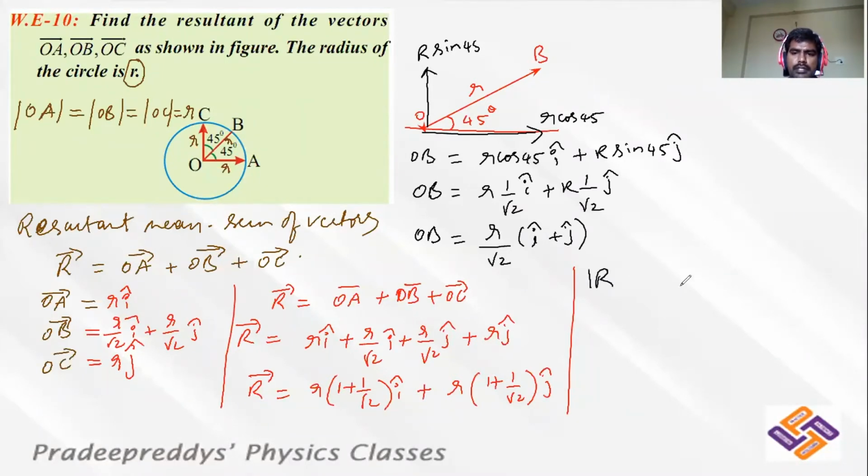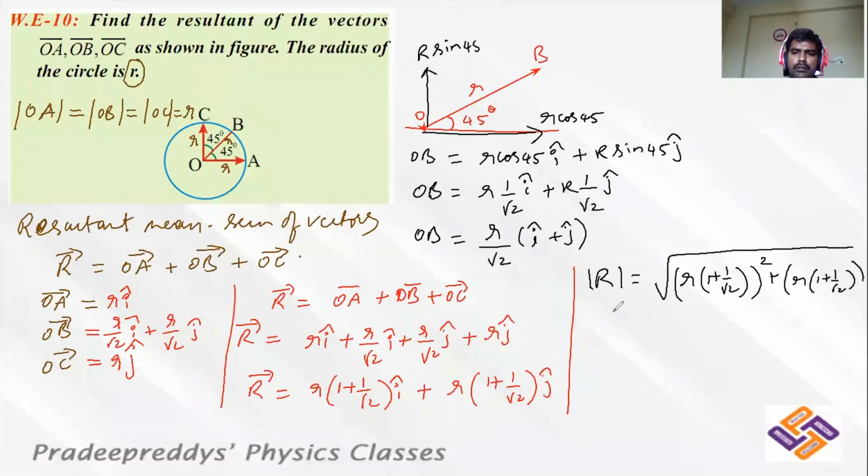R magnitude is equal to under root x square plus y square. That is R into 1 plus 1 by root 2 whole square plus R into 1 plus 1 by root 2 whole square. So R magnitude is nothing but root 2 times R into 1 plus 1 by root 2. That is the final expression for magnitude.